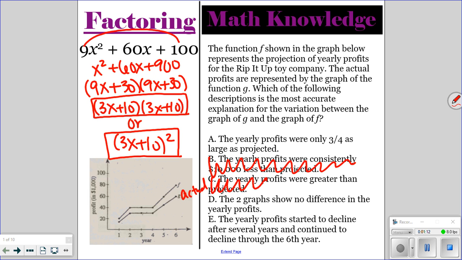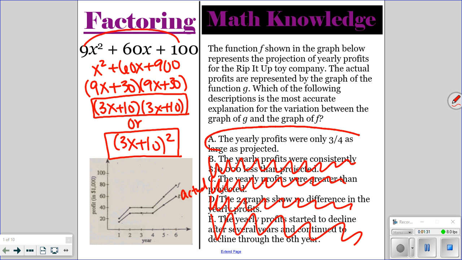So it's not C. The two graphs show no difference. They do show a difference. So it's not D, because there is a difference between F and G. The yearly profits started to decline. No, they started increasing. So it's not E. The only correct option would be A. It says they were about 3/4 as large as projected. So it's a little bit less than what was projected. So that's your answer.